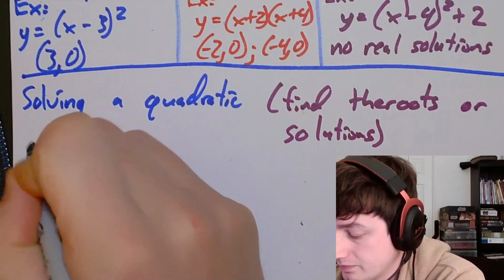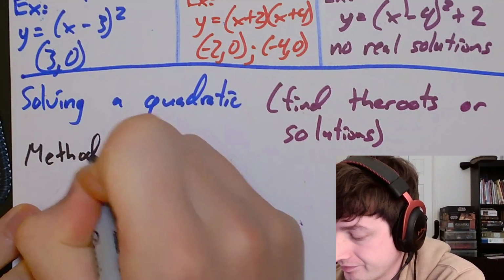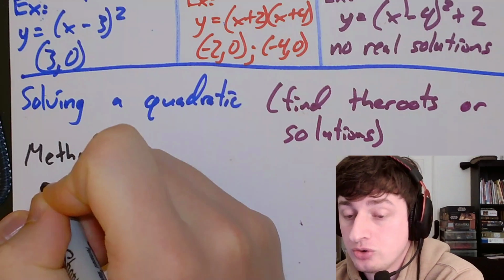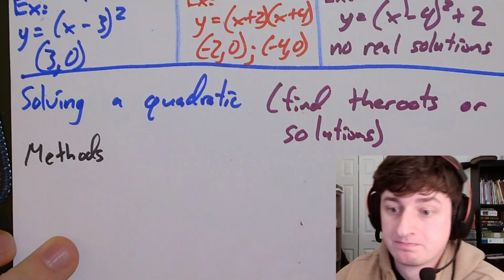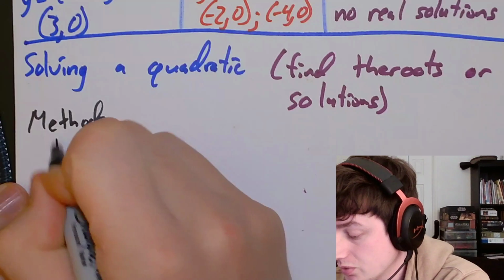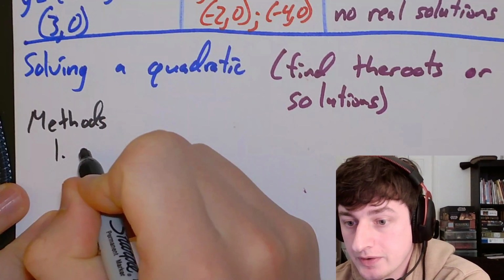So, methods. Now there's a bunch. We're not going to do all of them. I'm not going to list all of them either, but I'm going to list the ones we're going to do. So the first one is square root.